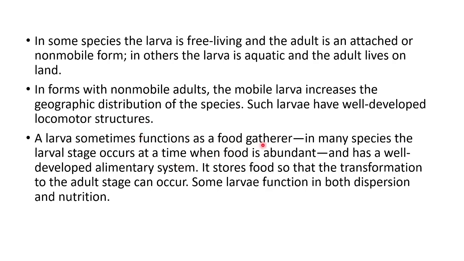A larva sometimes functions as a food gatherer. In many species, the larval stage occurs at a time when food is abundant, and the larva has a well-developed alimentary system. It acquires a lot of food and stores it so that the transformation to the next stage can occur, so that the larva can be transformed into the adult stage. Some larvae function in both dispersion and nutrition.